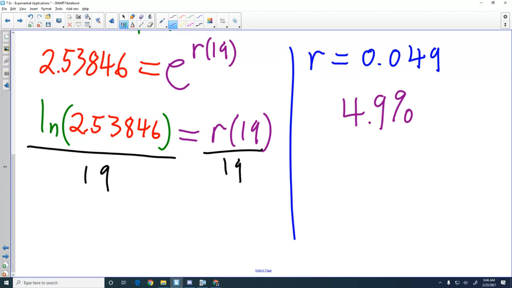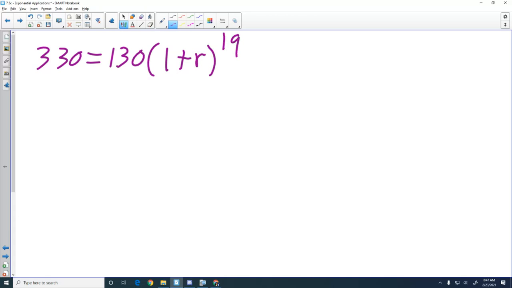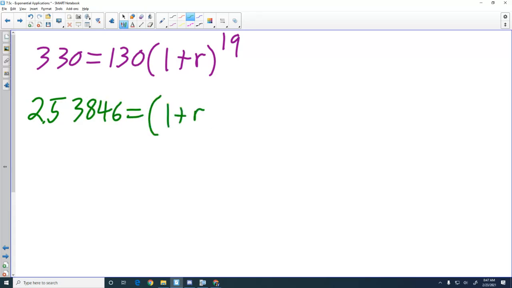Anyone get something similar to that? Okay. Oh, sure, with the 1 plus the rate? Yep, if you do this the other way, 330 equals 130 times 1 plus r to the 19th, that one. Okay, so just a regular exponential growth. So from here, divide by the 130 still. So that was like 2.53846 equals 1 plus r to the 19th.